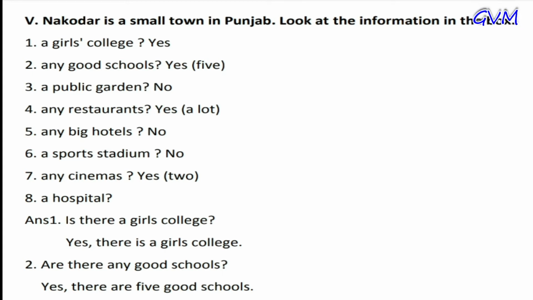So, we can write the answer according to this information. The first one is a girls' college. In the answer we have yes. So, the question is, is there a girls' college? And the answer is yes, there is a girls' college. Second, are there any good schools? Yes, there are 5 good schools. My dear student, if you notice, in the bracket we have given yes and also in the bracket we have given the 5. It means there are 5 good schools in Nakodar.